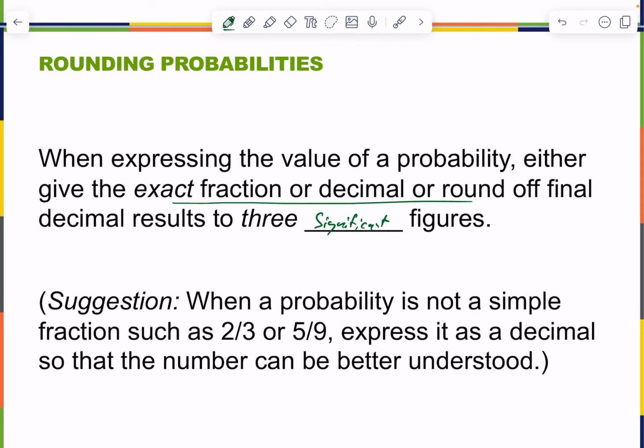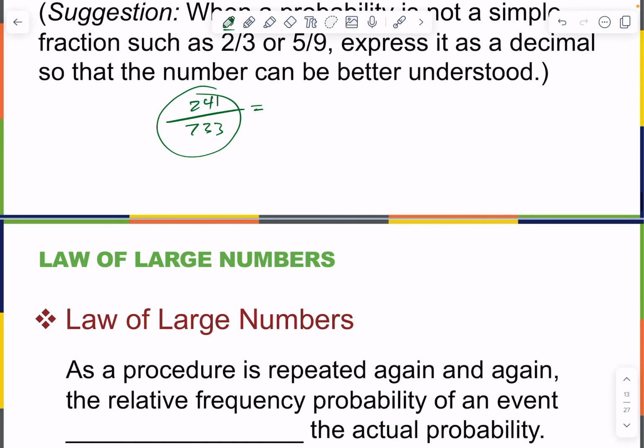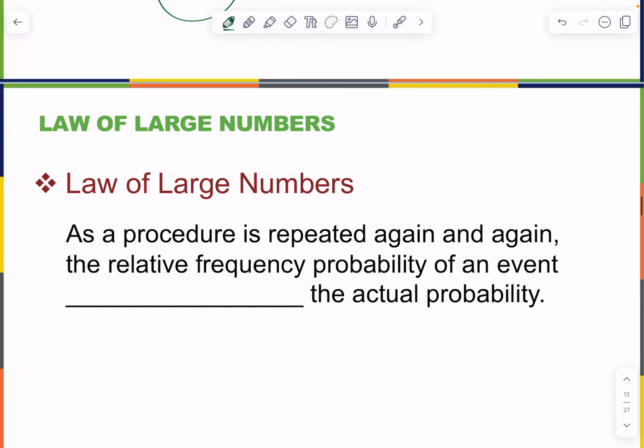So, yeah, that way you have a good idea. So like if it's something like 241 over 733, write that as a decimal, because we really don't know how big that was. It's less than a half, but how much less than a half? Is it more than a third? I don't know. So that's helpful.